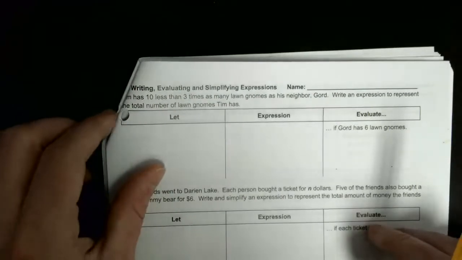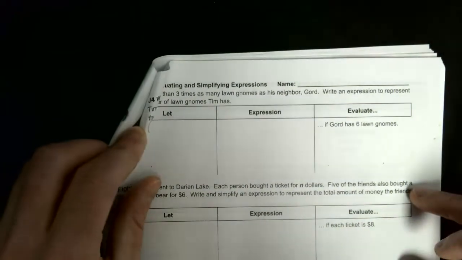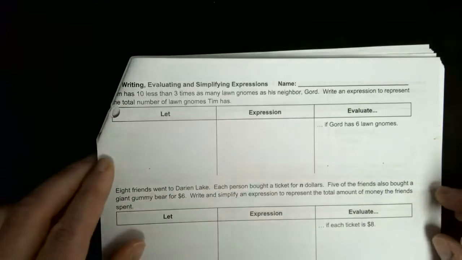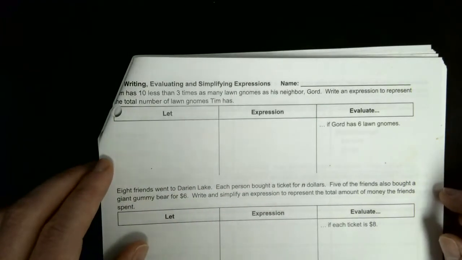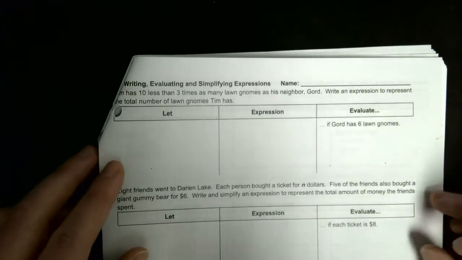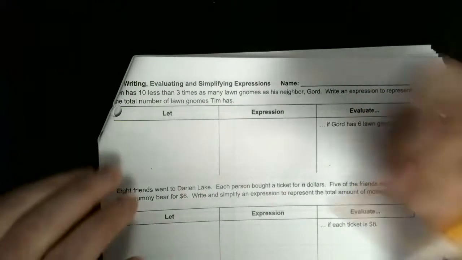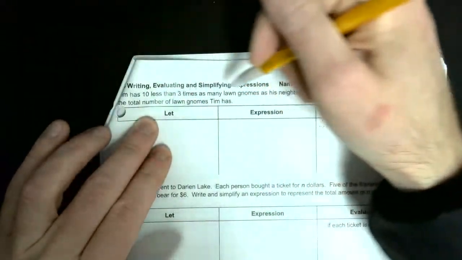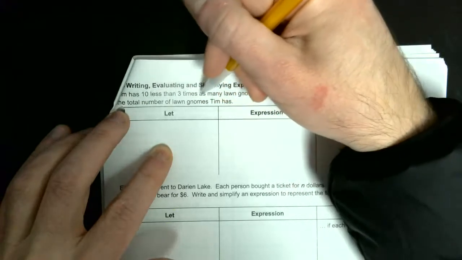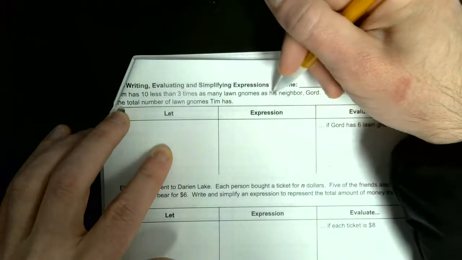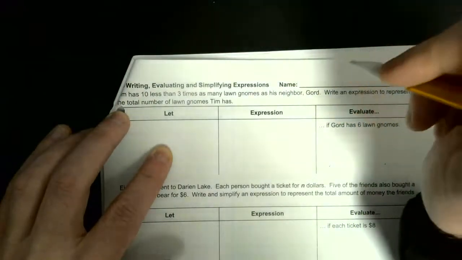So for example, on the top of page 21, it says Tim has 10 less than 3 times as many lawn gnomes as his neighbor Gord. Write an expression to represent the total number of lawn gnomes Tim has. So here's the key phrase we're looking at here. Tim has 10 less than 3 times as many lawn gnomes as his neighbor Gord. Hopefully they're friends.